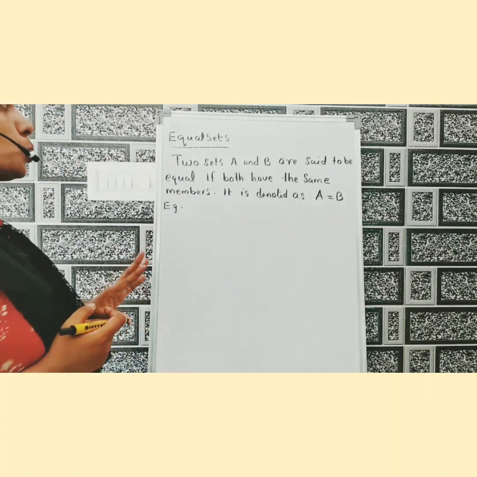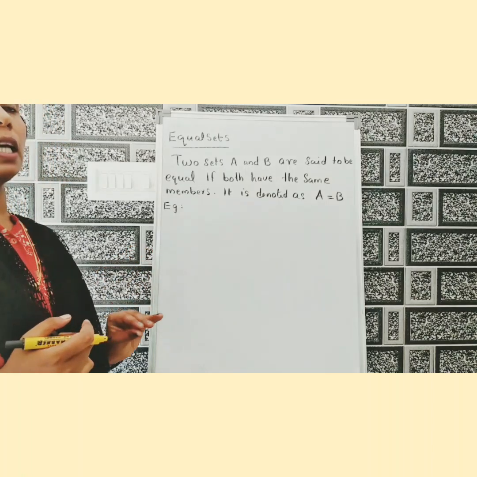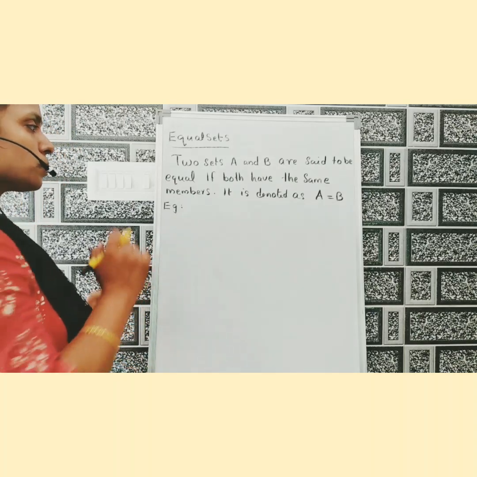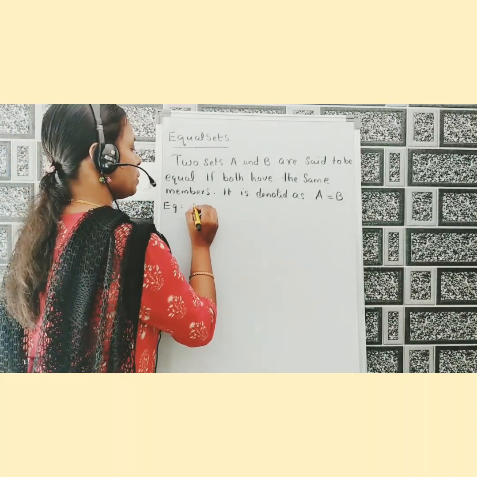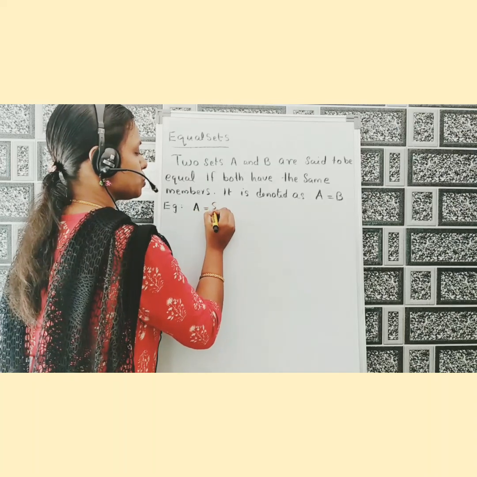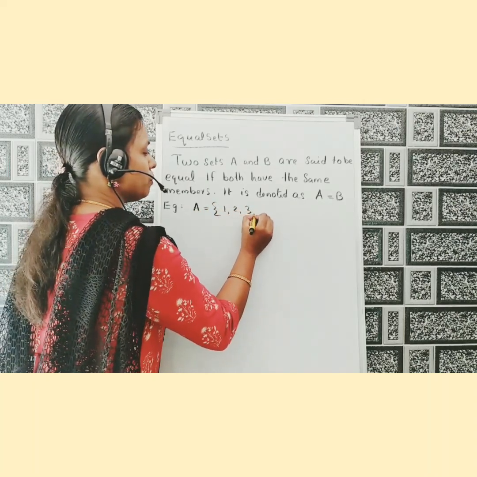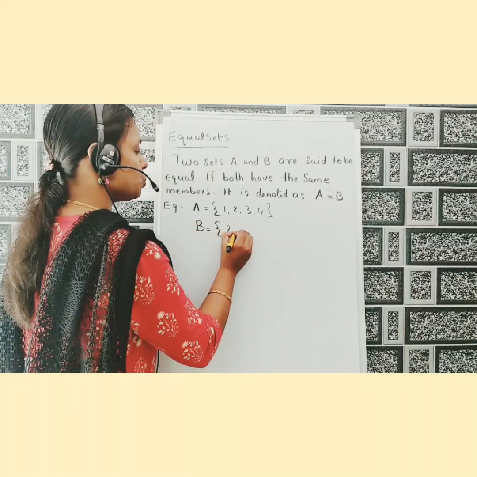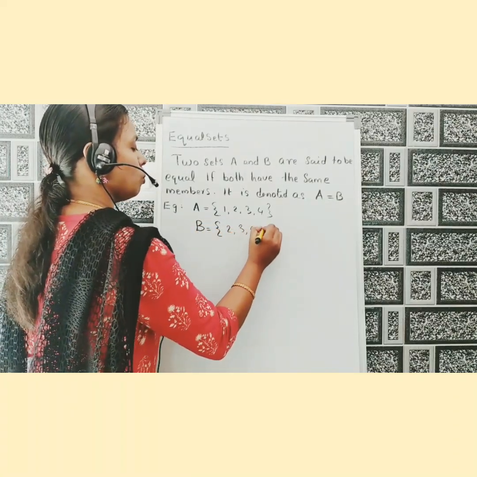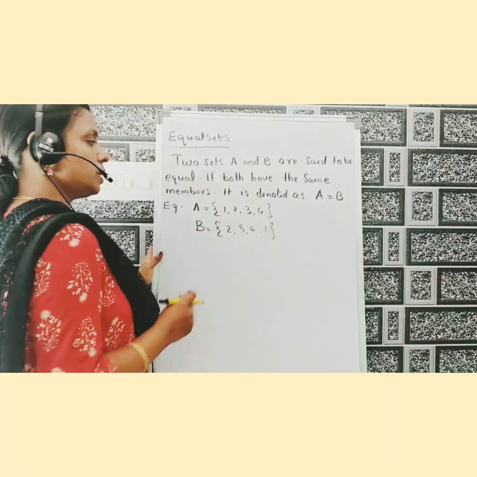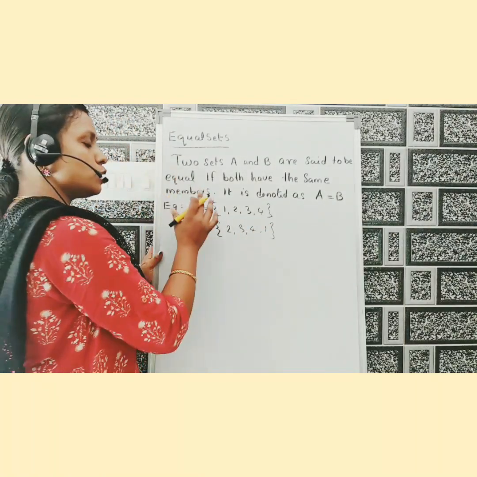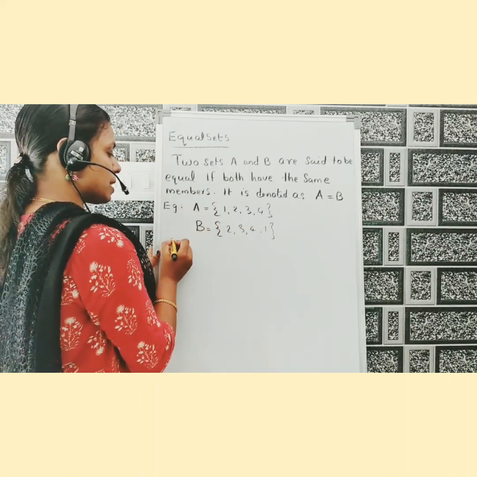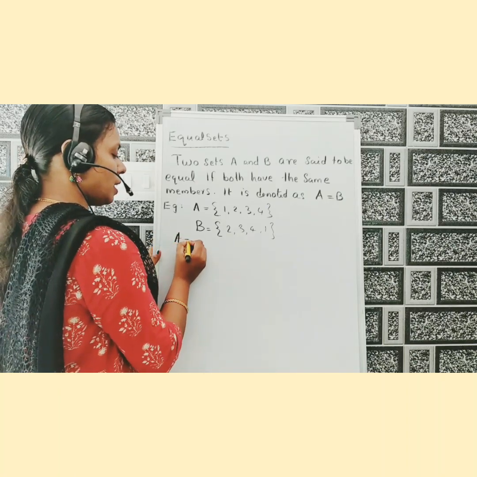Once more, two sets A and B are said to be equal if both have the same members. It is denoted as A equal to B. For example, if A equal to 1, 2, 3, 4 and B equal to 2, 3, 4, 1, these two sets consist of the same members or elements. So we say that these two sets are equal. That means A equal to B.